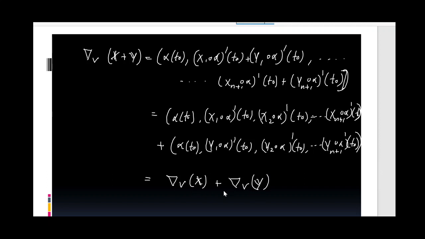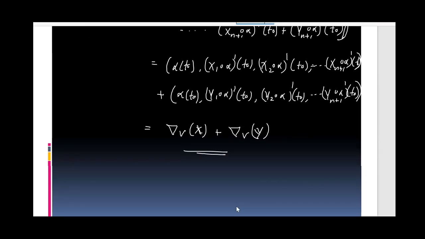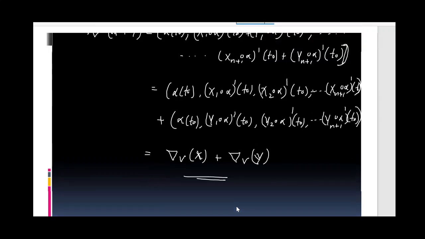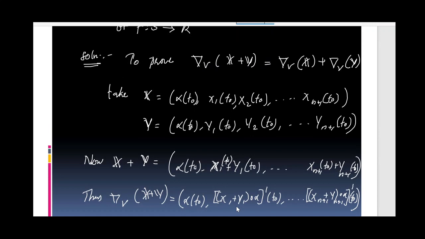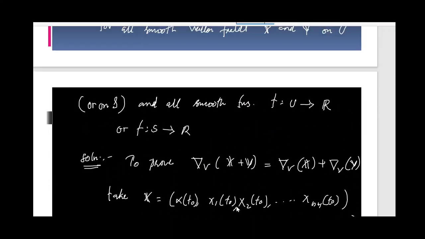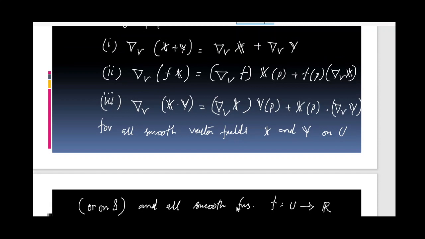So we have proved this result: del_v of (x plus y) is equal to del_v of x plus del_v of y. Next we want to prove del_v of (f x) and del_v of (x dot y). These two I'm leaving for you to work. I will give you the clue. In the same way, you can continue by taking x with its component functions x1, x2, x3, etc., x_(n+1), and y to be y1, y2, y3, etc., y_(n+1). And f you keep as f itself and use your derivative rules. You will easily get these two.